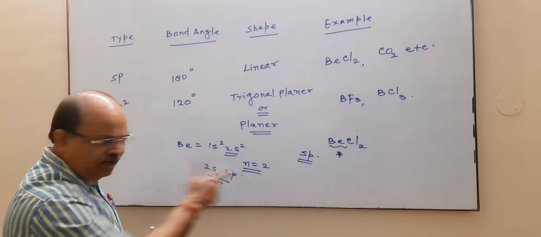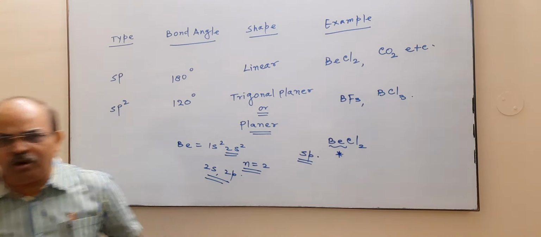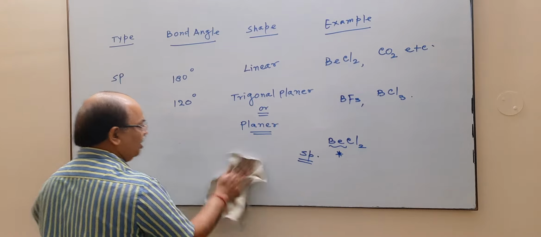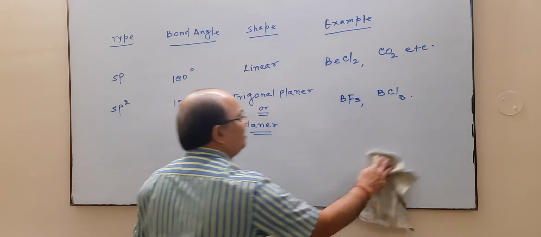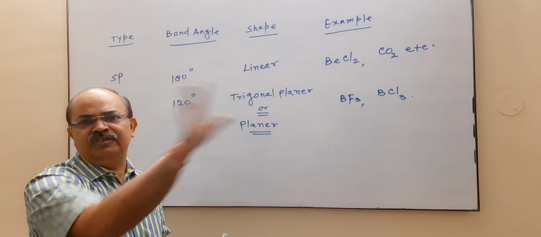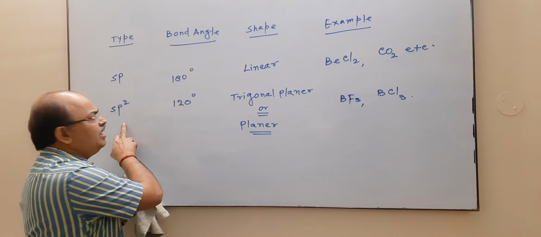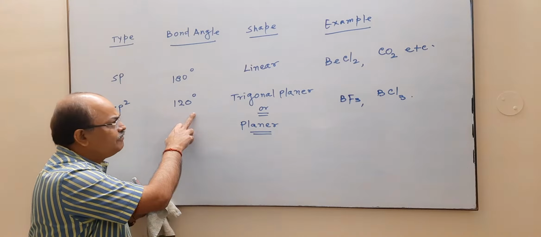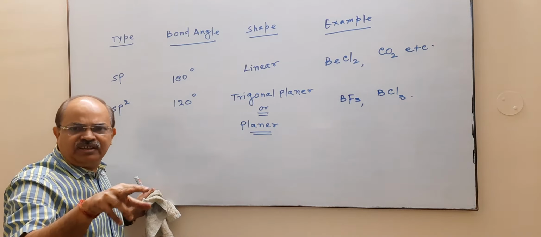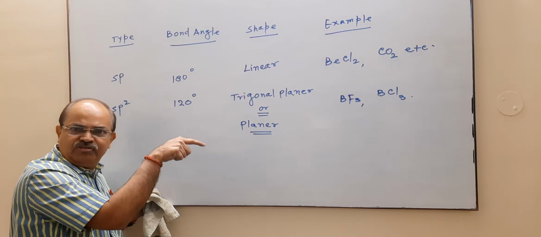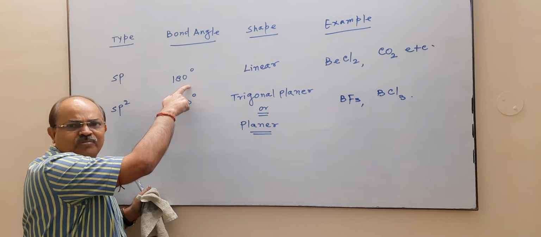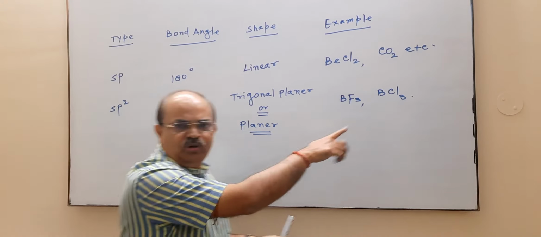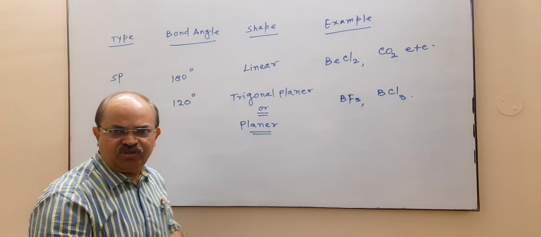So the shape of the beryllium chloride molecule, in which beryllium has sp hybridization, is linear. Similarly, if it is sp2, the bond angle will be 120, meaning the hybridized orbitals are at an angle of 120. Here the hybridized orbitals are at an angle of 180. Examples are BF3 and BCl3.